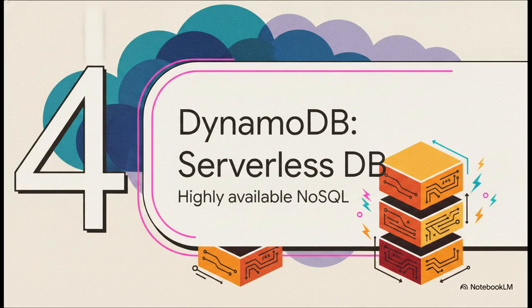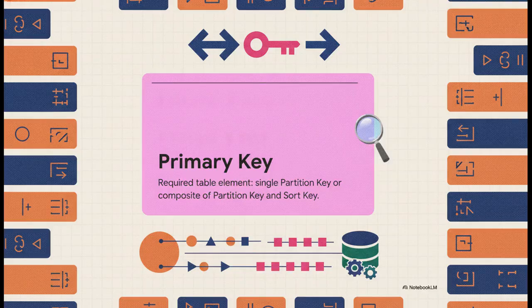All right, Part 4, DynamoDB, serverless database, highly available, NoSQL scaling. Forget rigid relational databases for a second, the ones where you have to define every single column before writing a line of code. DynamoDB is NoSQL. It lets you have a rapidly evolving, flexible schema where individual items can be up to 400 kilobytes. The only strict rule you've got is defining your primary key structure up front when you create the table.